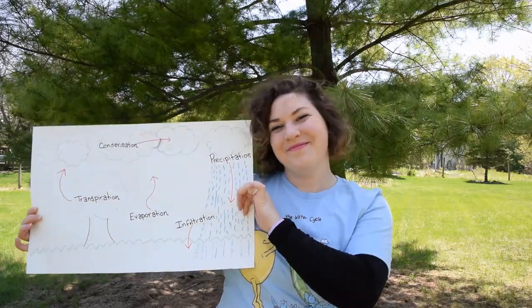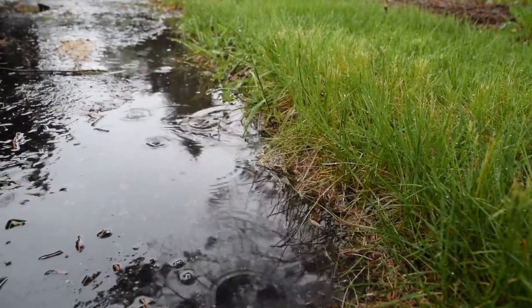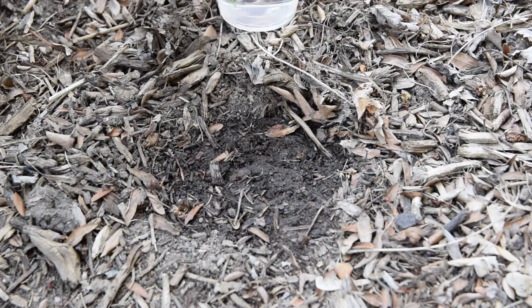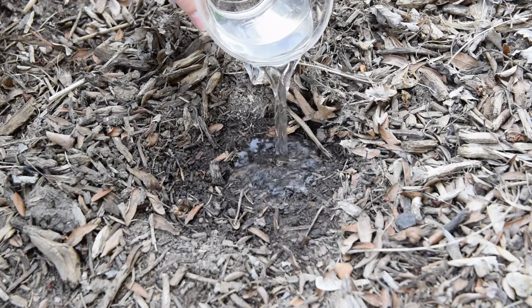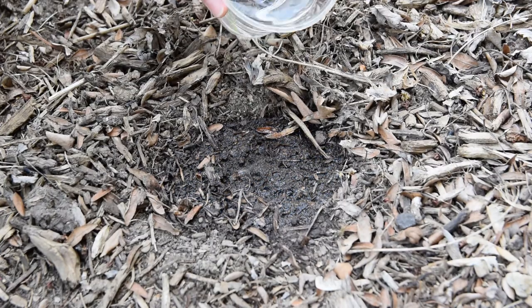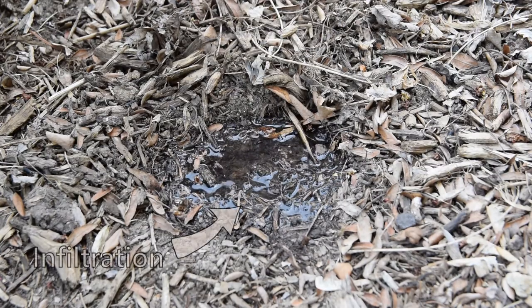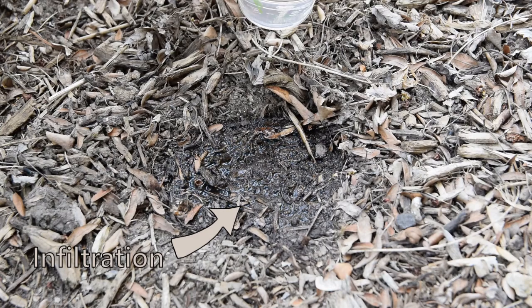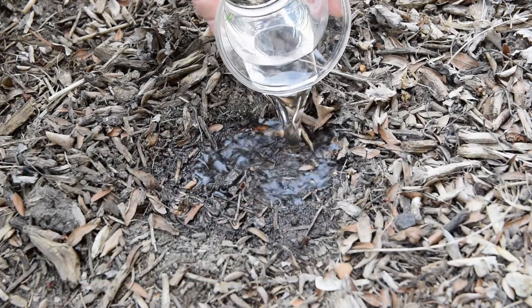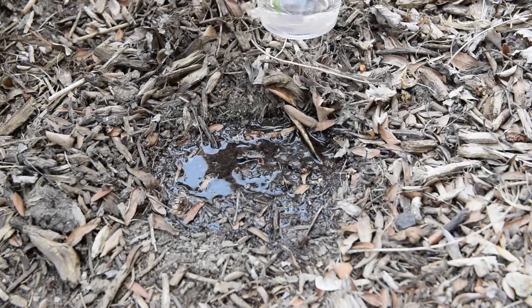When rain hits the ground, where do you think the water goes? For this experiment, grab some water, pour some on a patch of soil, and watch. The soil acts like a sponge and soaks up the water. That's what we call infiltration. Do you think water can infiltrate faster on other surfaces? Try this experiment on places like pavement, sand, or stone trails.